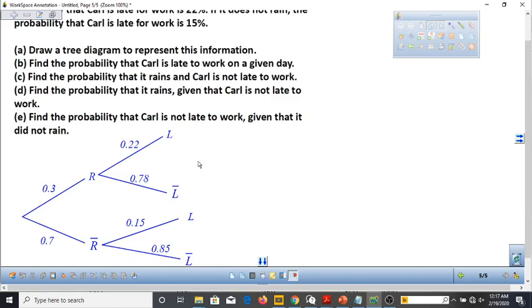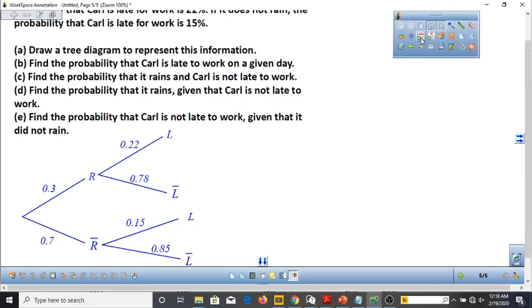Now I'm going to add some more modifications to the tree diagram to indicate one more thing. When we go vertically down, we're looking at either this situation or this situation. But as we go along branches, we're saying this situation and this situation. So for example, if I go from here to here and then from here to here, I'm saying the probability of it raining and he is late. Going along R and then along L means the probability that it rains and he is late.